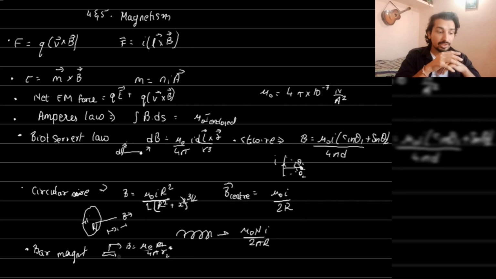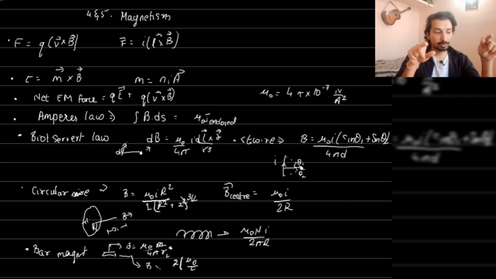So you have B = mu naught by 4 pi into 2m by r cube, and I have written another formula also. At the equatorial position, the magnetic field will be equal to mu naught by 4 pi into m, the magnetic moment, divided by r cube. So that is the formula for the bar magnet.